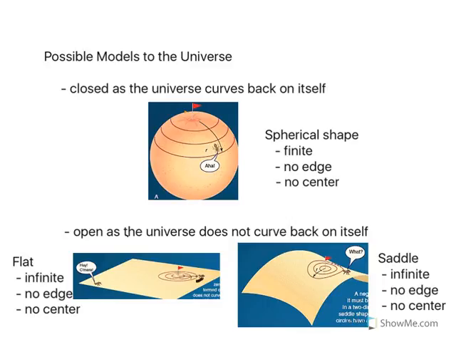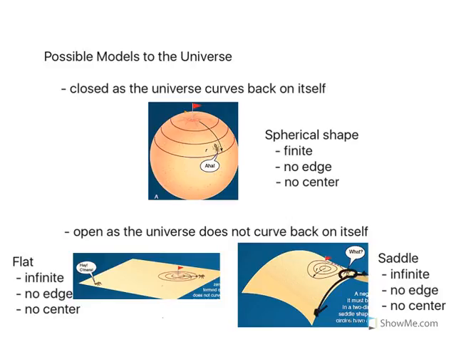Same thing with the flat shape. If you look at the ant on the flat shape, the ant is walking on the flat shape. And since the ant will not find an edge to the universe because the universe can keep extending in all directions, then there won't be a center anywhere that the ant will find.